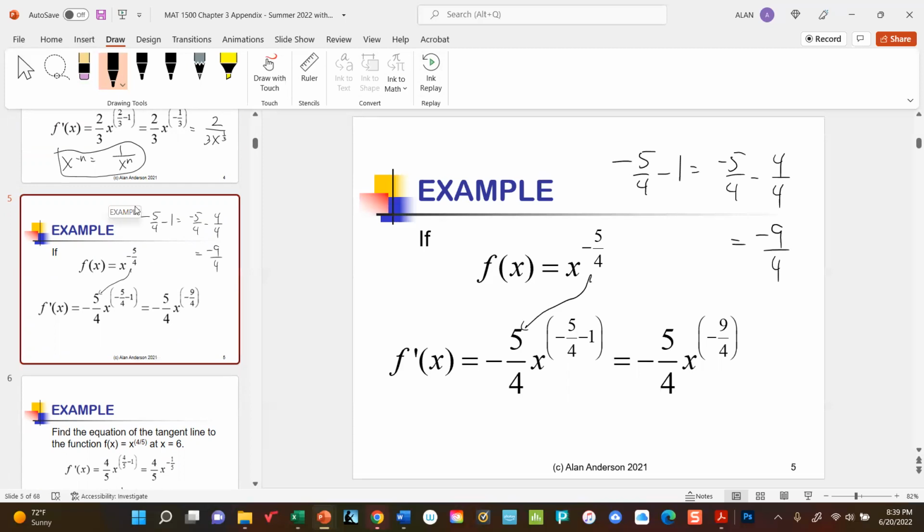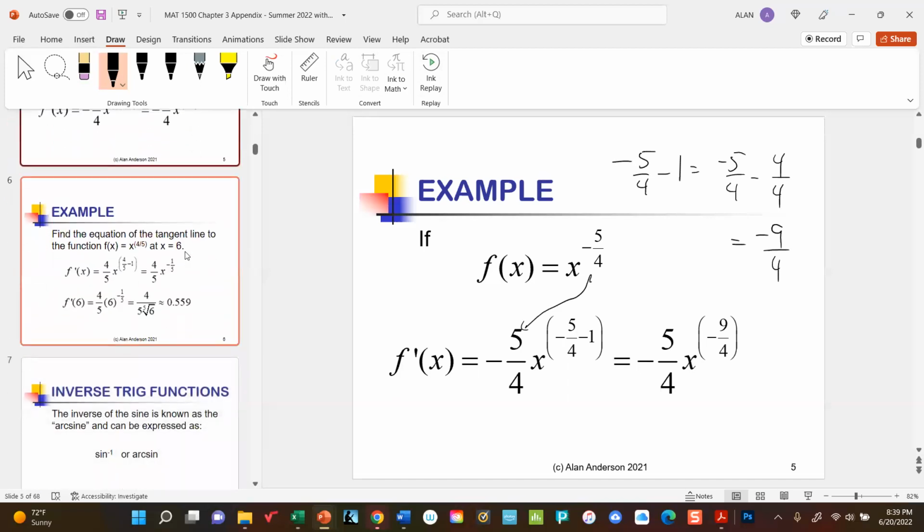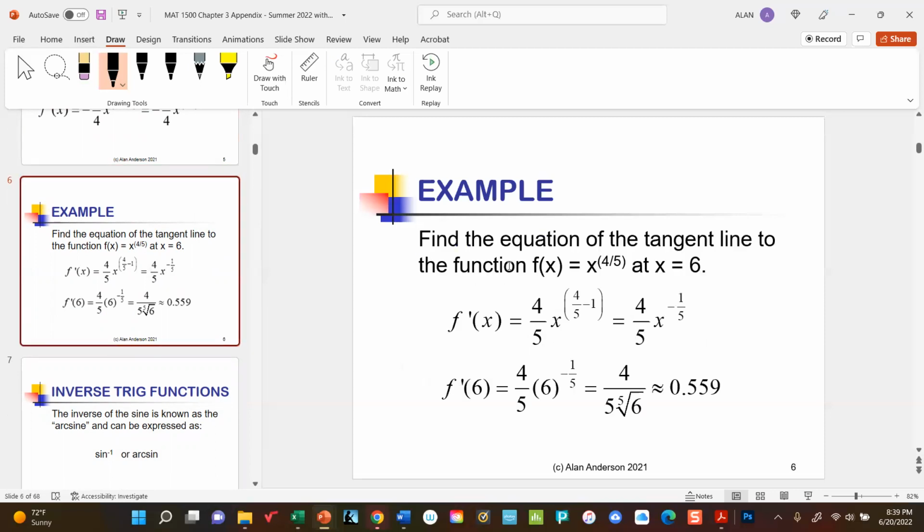In the next example, we're going to do exactly the same thing, except that we're going to evaluate at a specific point. So let's say, for example, we're looking for the slope of the tangent line. Actually, this is wrong. This should say slope. It says equation, but it should say slope. We're only really interested in the slope. We've got the function f of x equals x to the 4/5. We'll evaluate that at x equals 6.